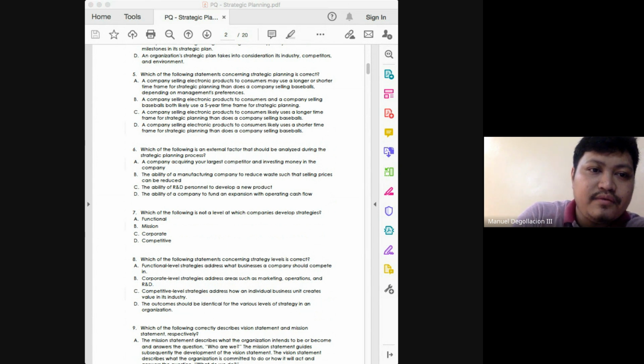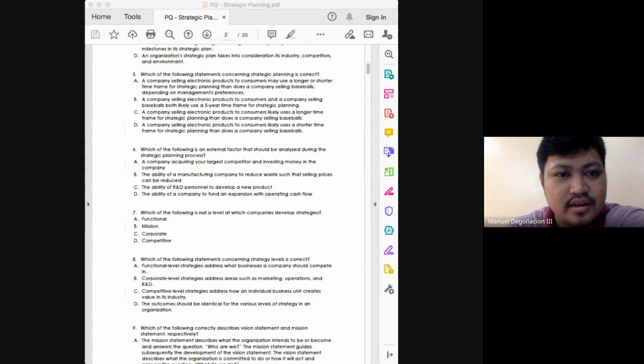The ability of research and development personnel to develop a new product, that is also an internal factor which would give us our strength. The ability of a company to fund an expansion with operating cash flow. See, still an internal factor. Okay, and a possible source for a strength.